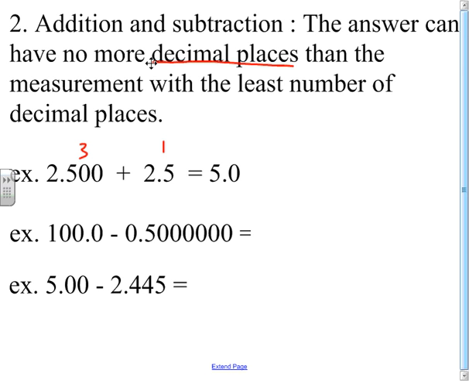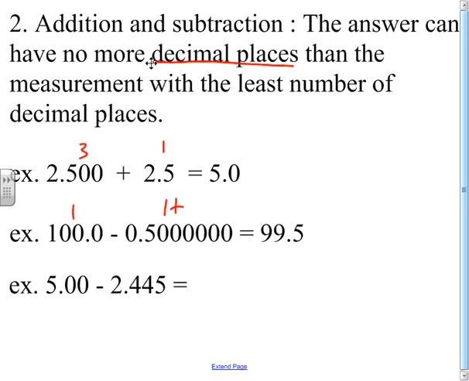If I wasn't thinking too correctly and I wanted to subtract these two numbers and I said this one has 4 sig figs, this one has 7 sig figs, therefore my answer must have 4 sig figs, I would be wrong. Again, addition, subtraction, we don't care about the total number of sig figs, we only care about the number of decimal places. This one has 1, this one has more than 1, so my answer can only have 1 decimal place. 99.5 would be the correct answer.